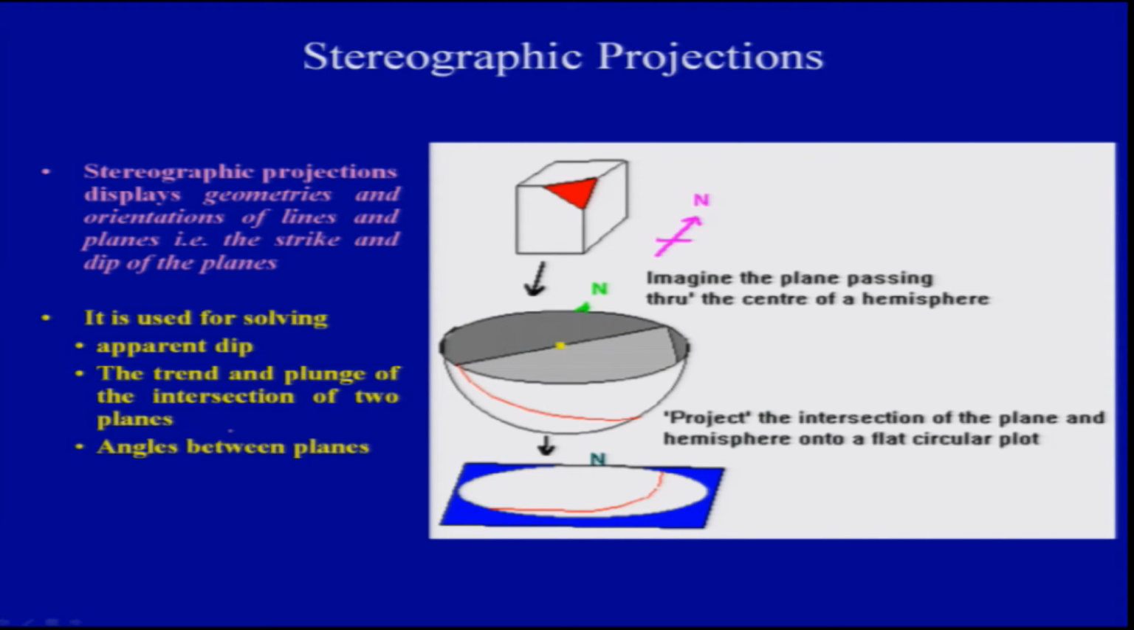So, what we will look at: suppose we have an inclined plane that needs to be projected on the stereographic projection. You project the plane through the center of the hemisphere. We have a plane area, and this is projected on the flat surface, which is what we call the stereographic projection. Imagine the plane passing through the center of the hemisphere; it will be projected on the flat circular plot. This is the plane on the circle. This is your strike and this is the dip of the plane, with respect to an angle here. That is what you have projected on the flat circular plot.